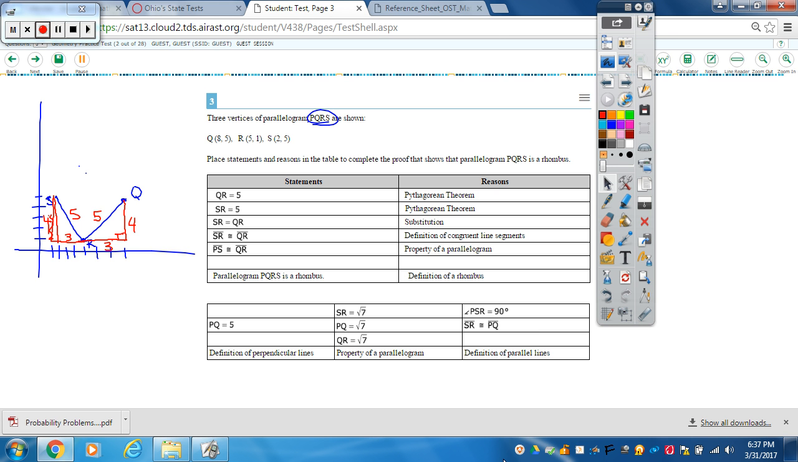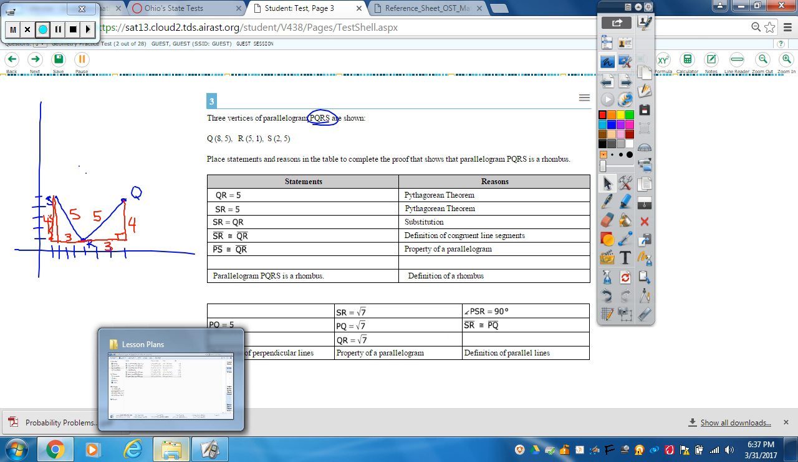I'm going to be honest, I didn't make you guys really do that this year because it seems too redundant to me. But they chose to go ahead and put that in the proof, so kudos to them. And I know that PS is congruent to QR because of the properties of parallelograms. Remember that the opposite sides in a parallelogram are going to be equal in length. You might want to write that down. Opposite sides of a parallelogram have to be equal in length.